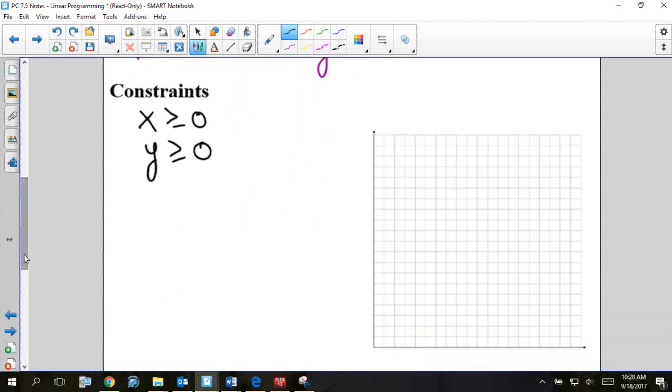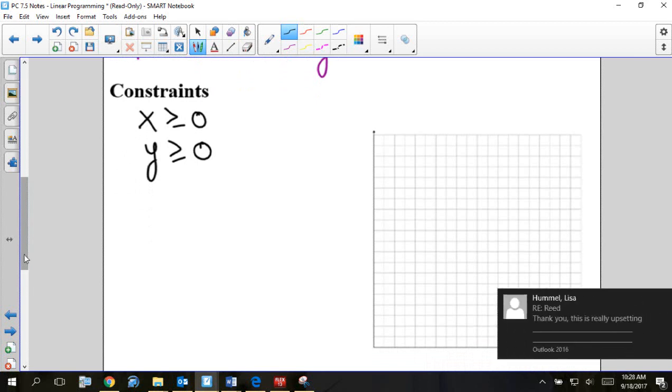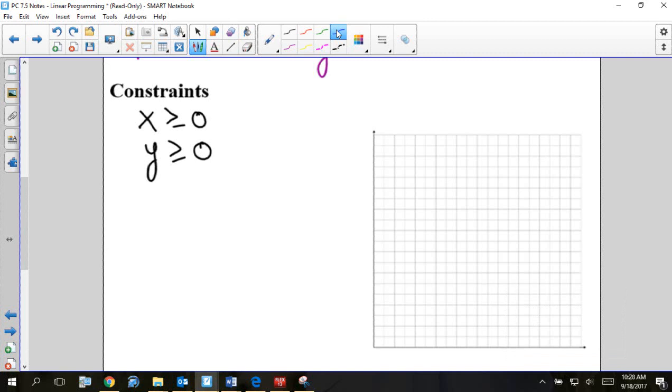Because I am seeing that you can come up with the constraints on your own, you do need to write this down. There are 2 more constraints, and I'm going to color code these constraints.